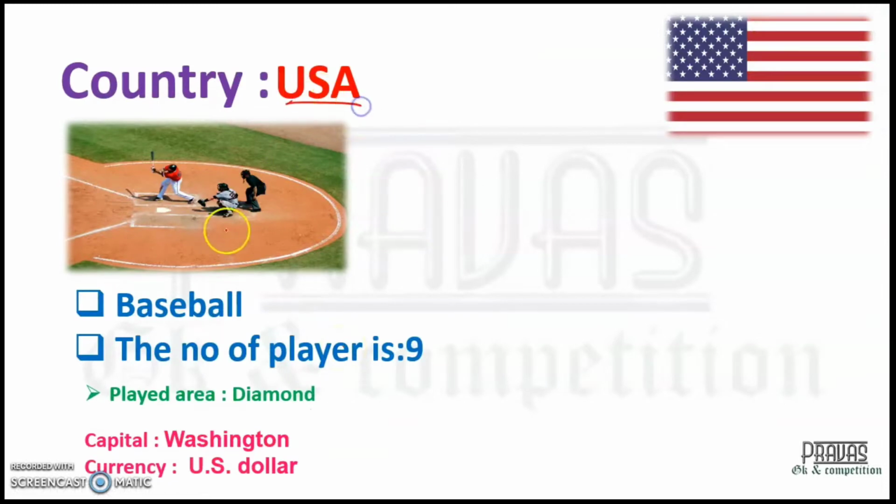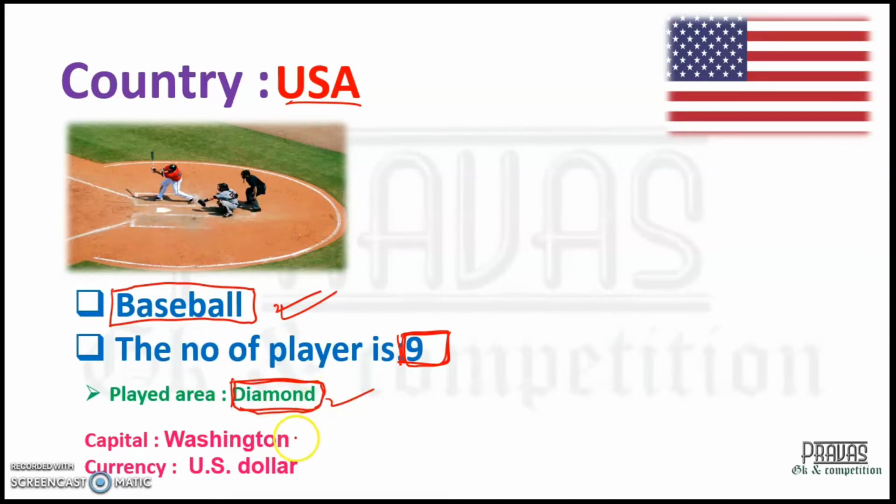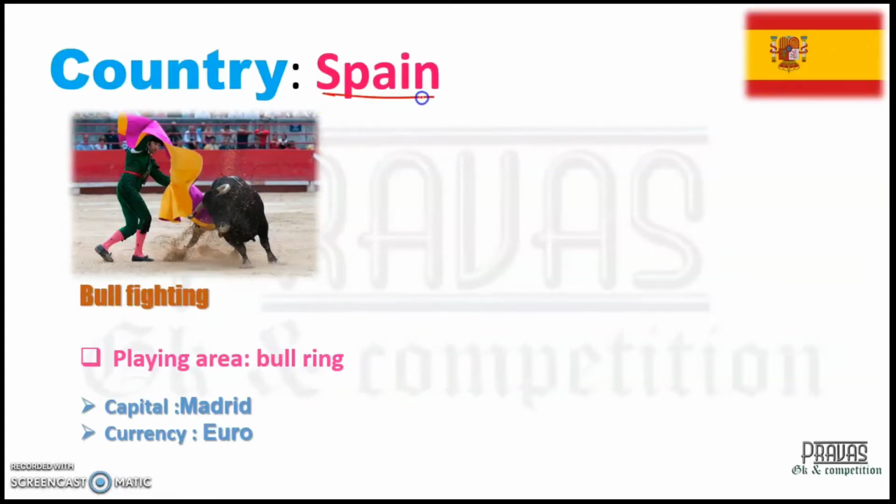Next country is USA. USA's national game is baseball, and the number of players in each team is 9. Remember, there are 9 players in each team of baseball and the playing area is called diamond. Capital is Washington and currency is US dollar. So baseball is the national game of USA and there are 9 players in each team.